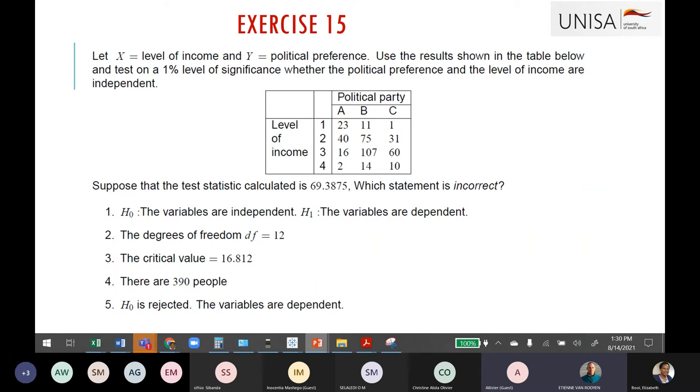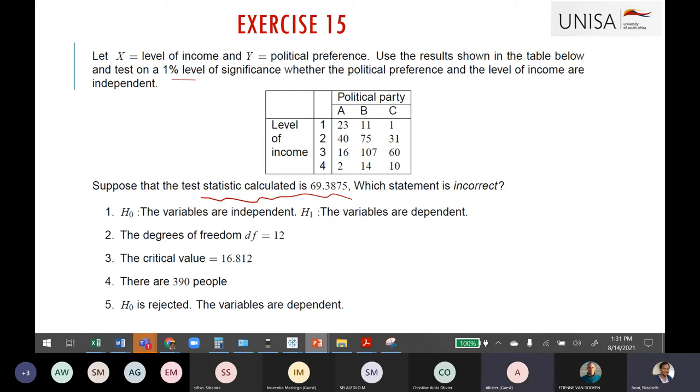Let X be the level of income and Y be the political preference. Use the results shown in the table below at the alpha level of significance of 1% to test whether the political preference and level of income are independent. This is a 4x3 table. Do they even ask you to calculate a test statistic? No, they already calculated it. The nice thing is, in the exam, they will not expect you to do a chi-square test calculation because they know that it takes forever. That is why they give it to you. But you also need to know how to calculate it, because sometimes they can ask you to calculate it. You'll never know which one.